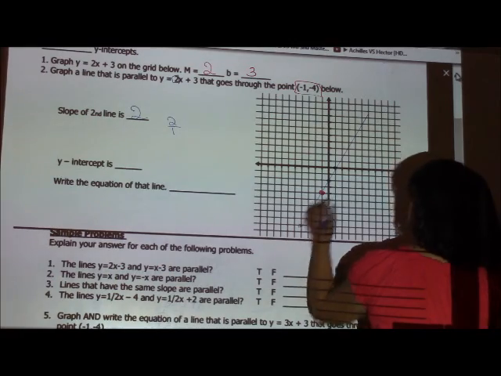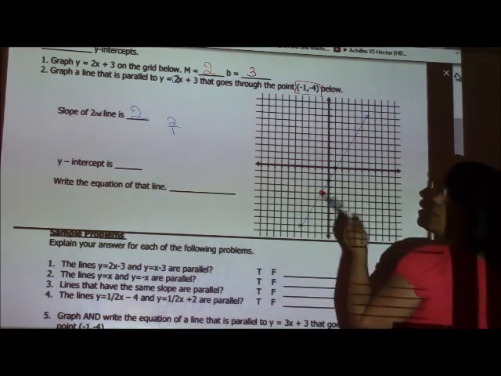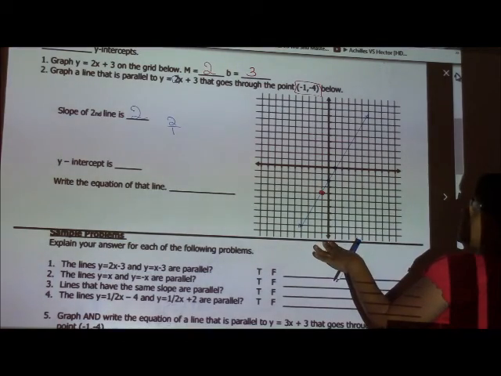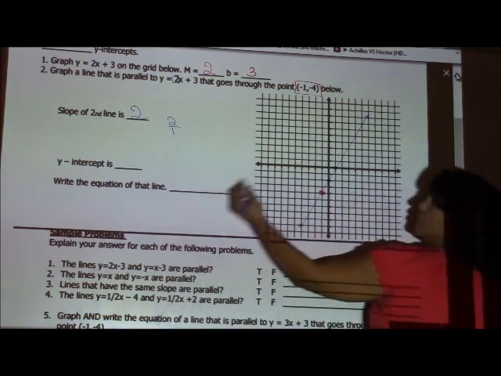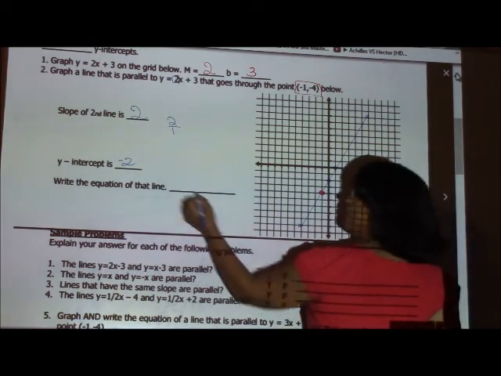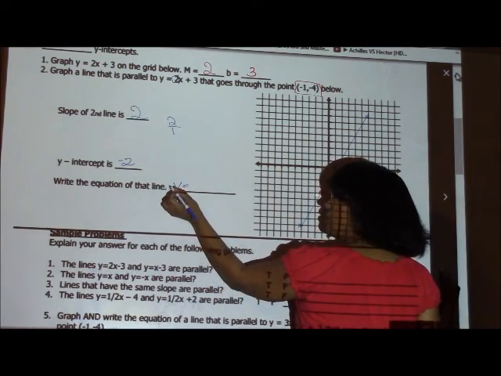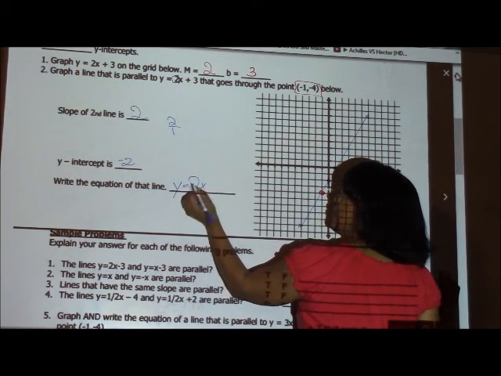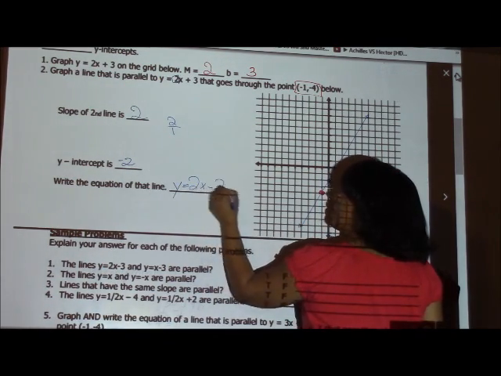So you have this line that is parallel to y equals 2x plus 3. What's the y-intercept of this line? 0, -2. So our y-intercept is -2. So the equation in slope-intercept form, y equals mx plus b, is y equals 2x minus 2.